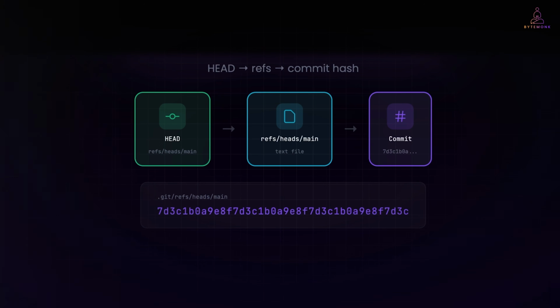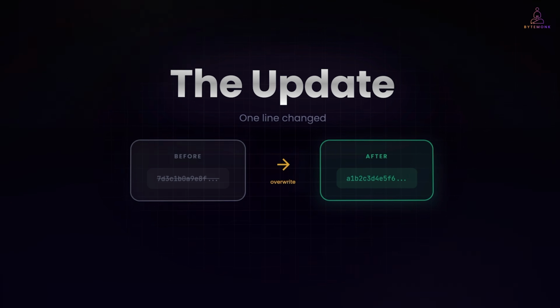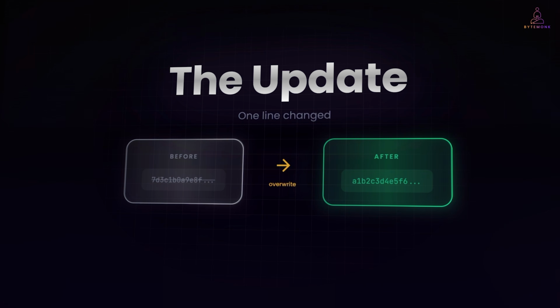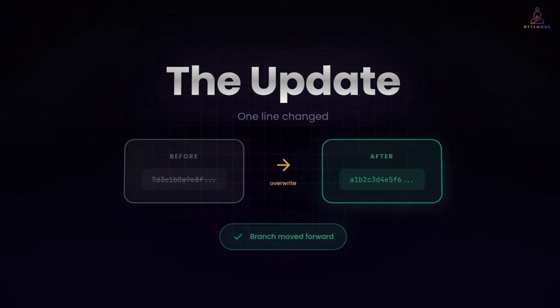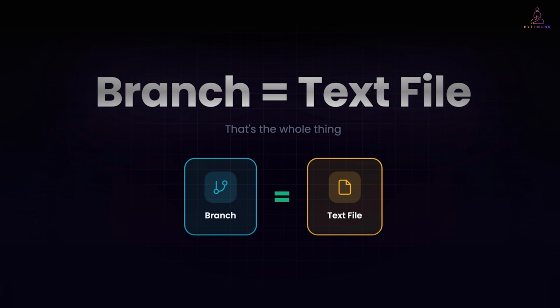To complete the commit operation, Git simply overwrites that file with the hash of your new commit. The old hash gets replaced with the new hash, one line changed in one small text file. And that's it. That's how branches move forward in Git. This is worth pausing on because it's so much simpler than people expect.